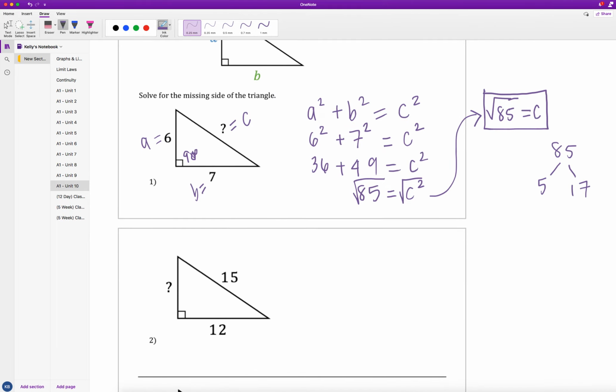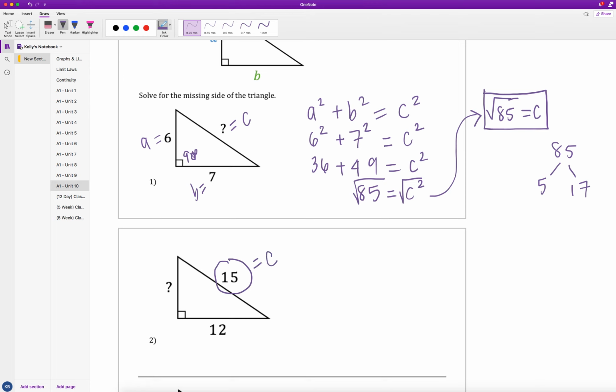So in example 2, they gave us a triangle here. The vertical side has the question mark, the horizontal side has a length of 12, and the diagonal side has a length of 15. Which one of these is the hypotenuse? So the hypotenuse this time is the 15.